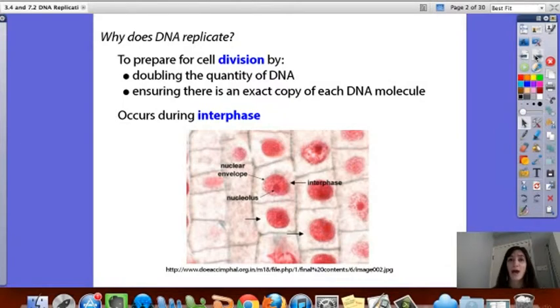Before we talk about how DNA replicates, let's review why DNA needs to replicate. Well, the reason is because before cell division, we need to double the quantity of DNA we have in our cells to ensure that each daughter cell has the appropriate amount of DNA, or a copy of each DNA molecule. And as you'll remember, this happens during interphase of the cell cycle.